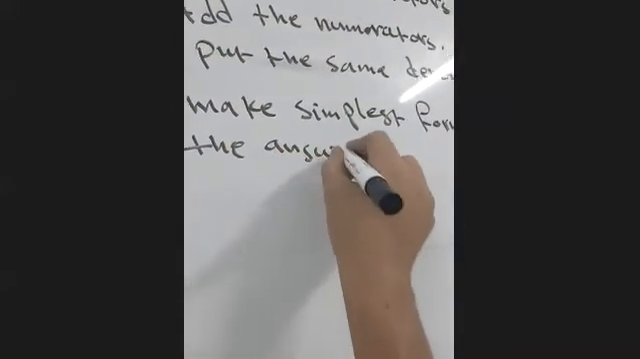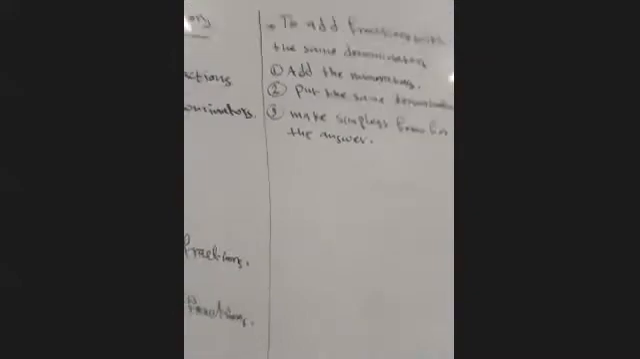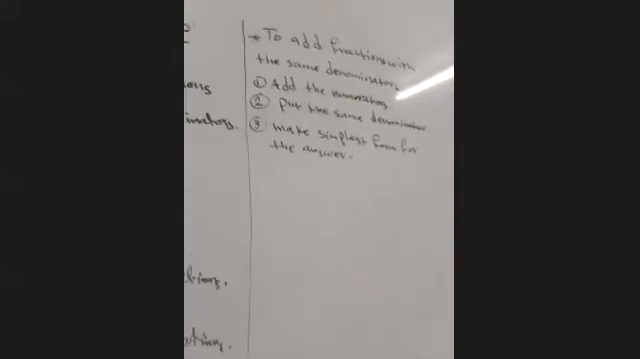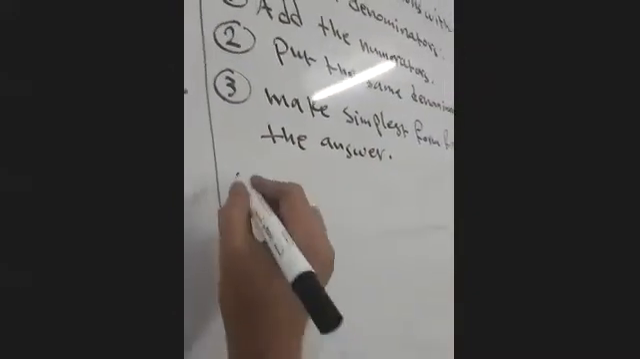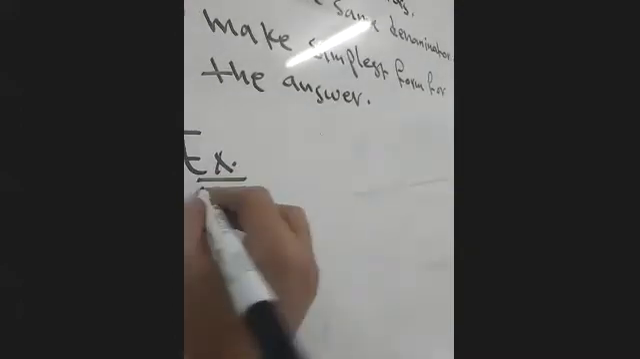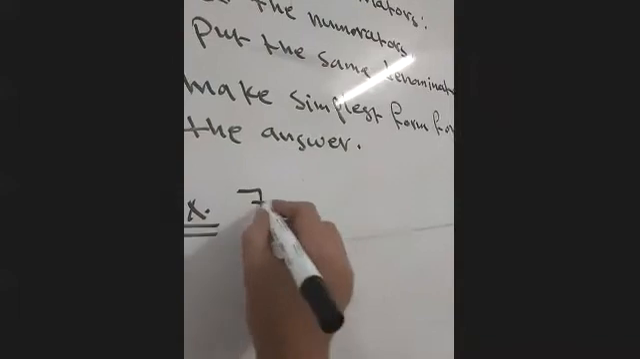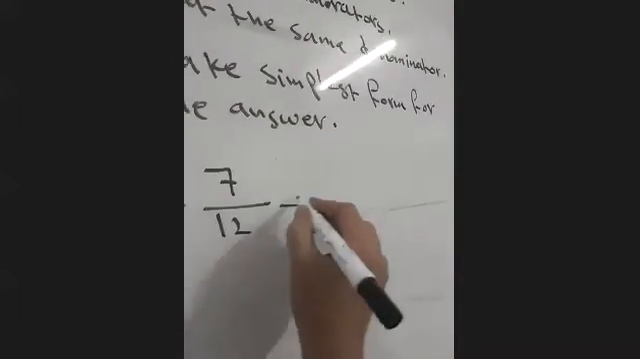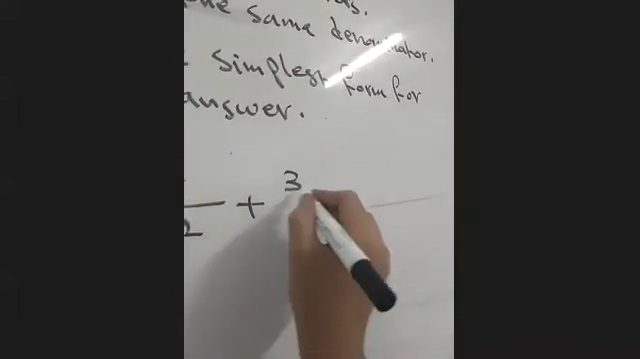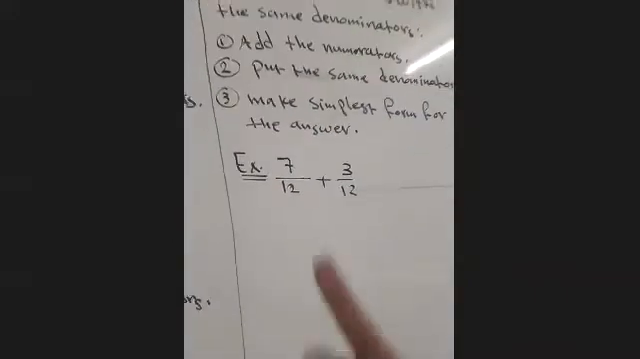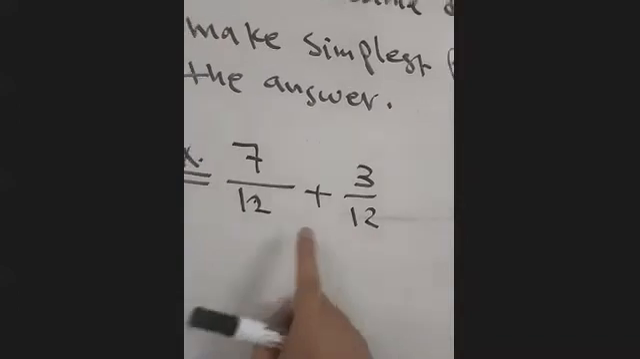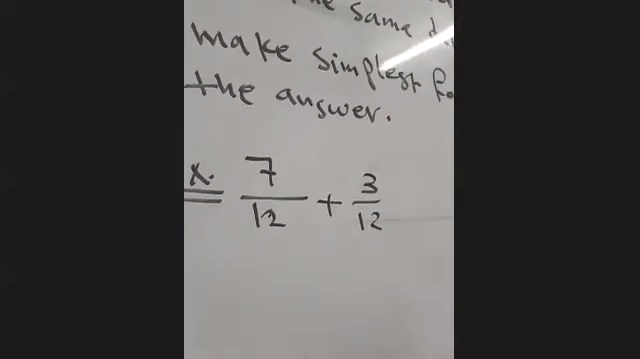Now, to understand these steps, focus with me and let's take this example. Focus, guys, focus. It's important. How we will add these two fractions? For example, 7 over 12 plus 3 over 12. The denominators are the same, so they are like fractions. How we will add these two like fractions, guys?